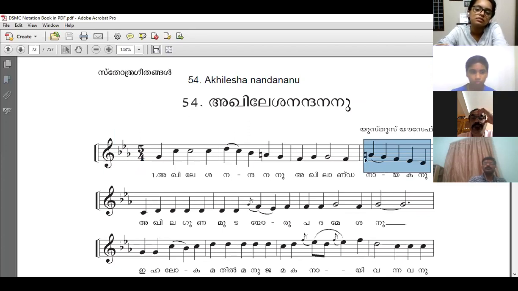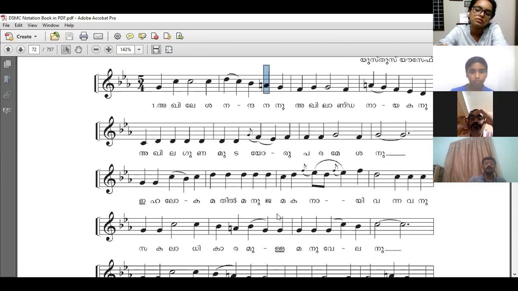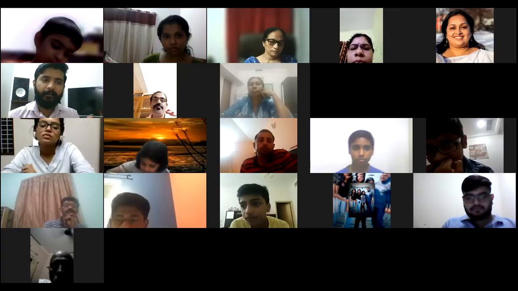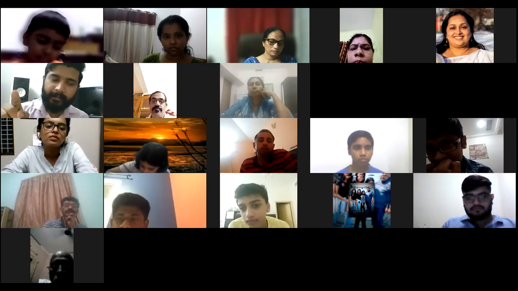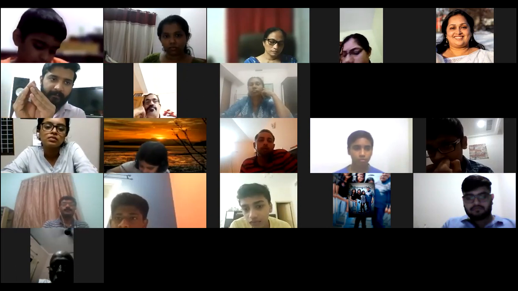In this place, A is natural. Here also A is natural, but outside, in all the other places, A is going to be flat. That is what is key signature. This one is called the accidental. So two things to remember. One is key signature, that is throughout. Whatever comes in between is called accidentals. That is just for that specific part.